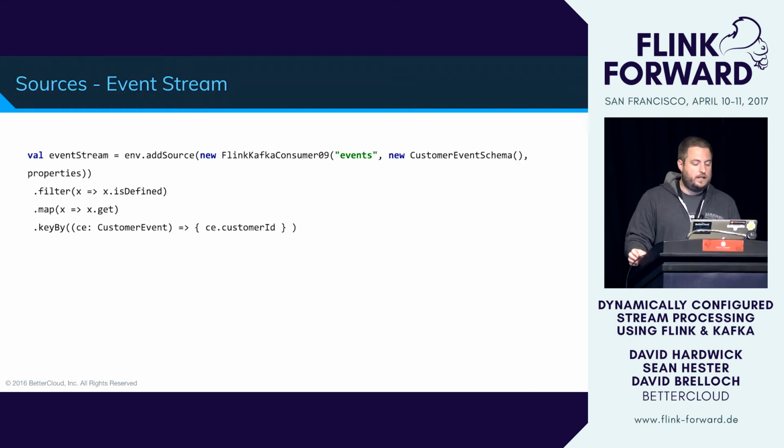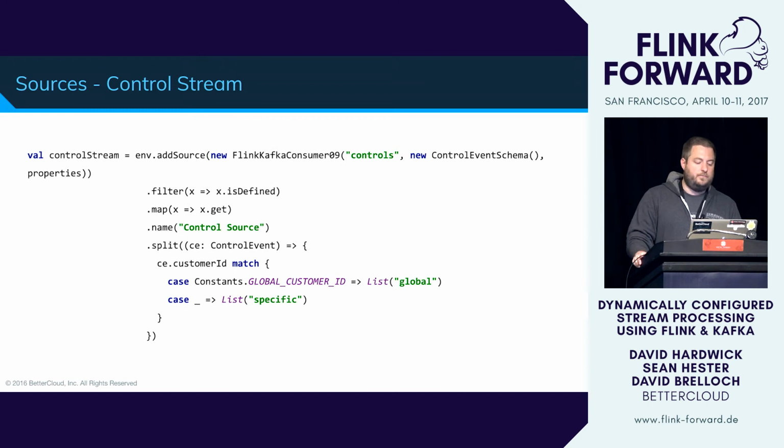So what does this look like? The event stream, we're reading from the events Kafka topic. With the filter and the map, we're going to Option from our sources, so we're just filtering out anything we don't care about. And then we're keying by customer ID for where the events get sent to.